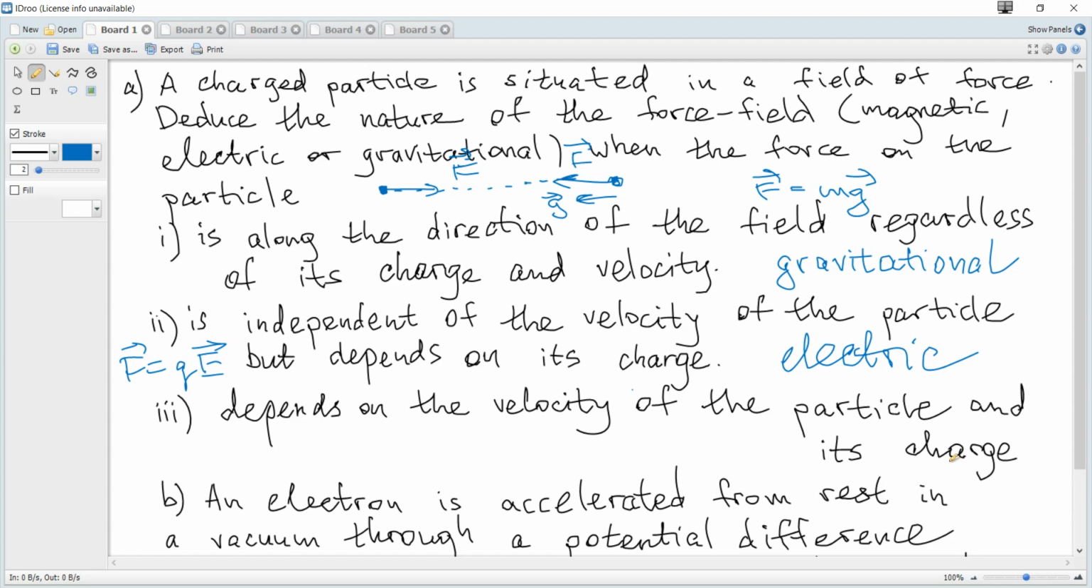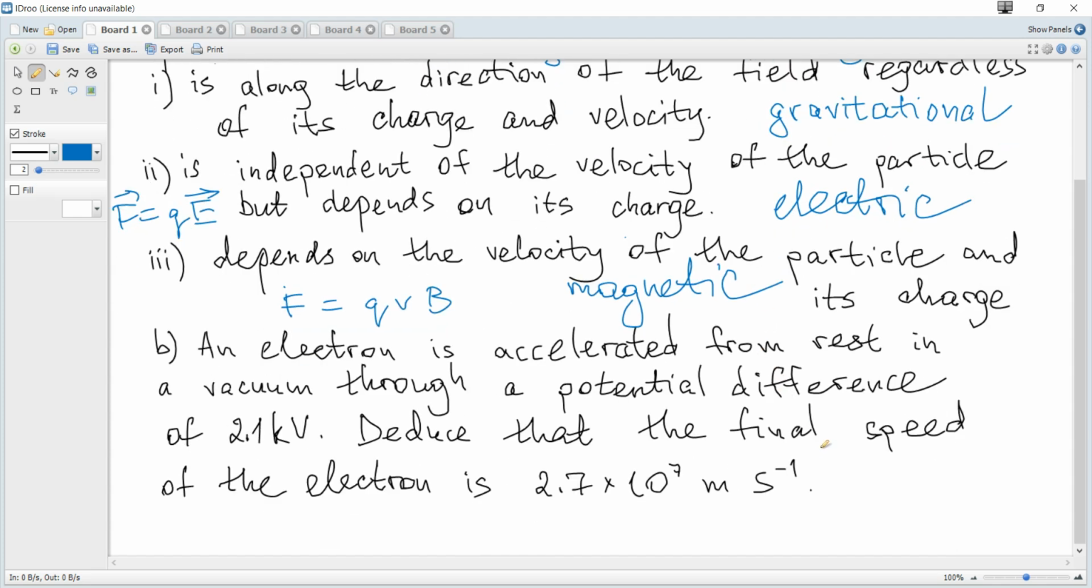It's the magnetic force, or it's called the Lorentz force, or force on a moving charged particle in the magnetic field, and force is charge, velocity, magnetic field strength, and in general sine of the angle between v and B. And you can see that it depends on both charge and velocity of the particle, so it's magnetic.